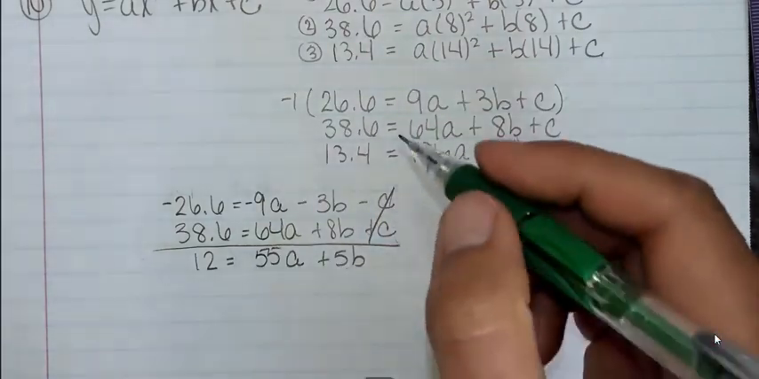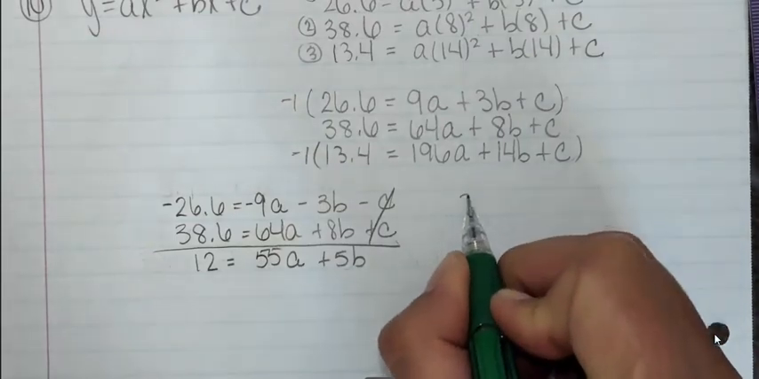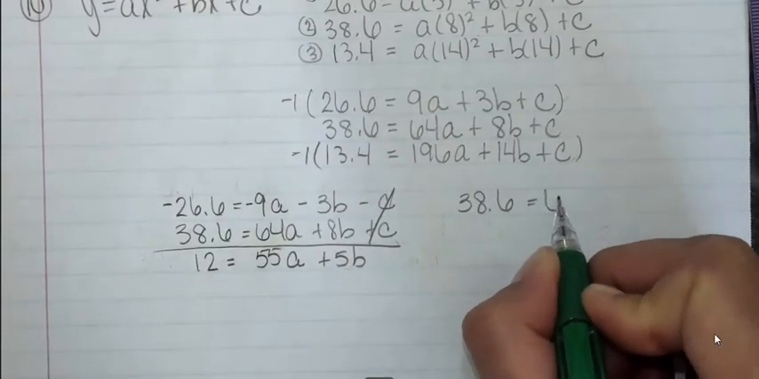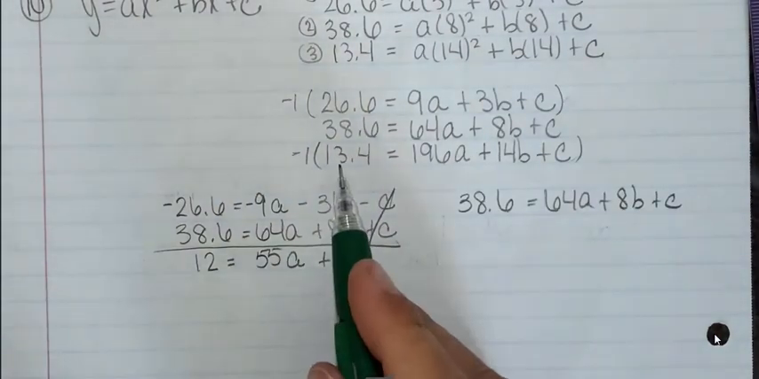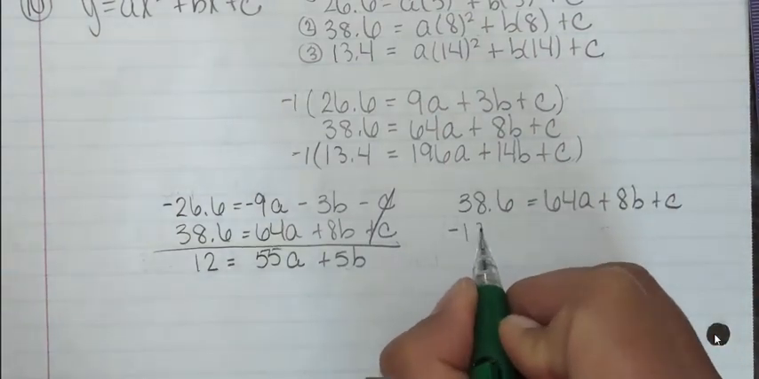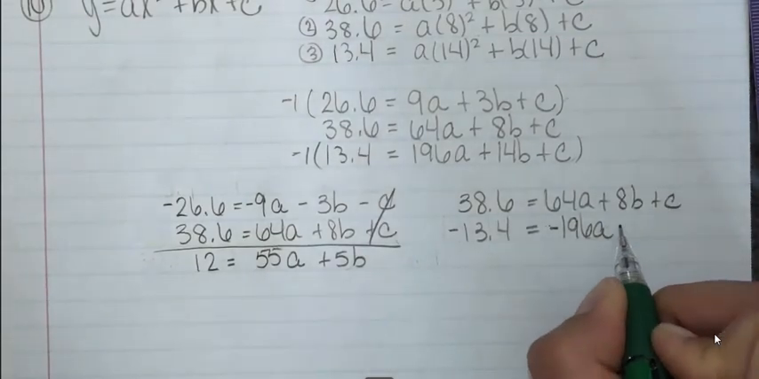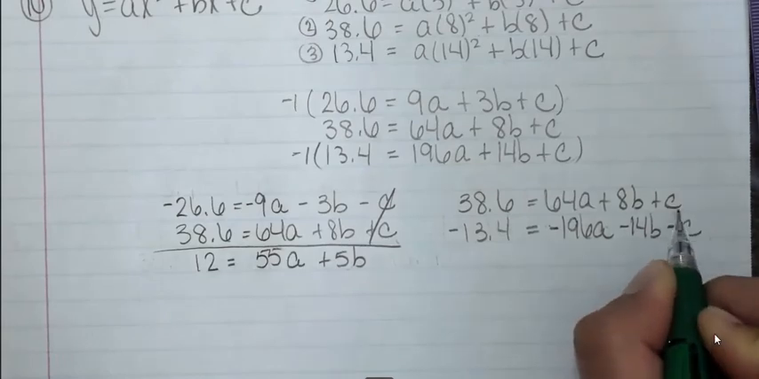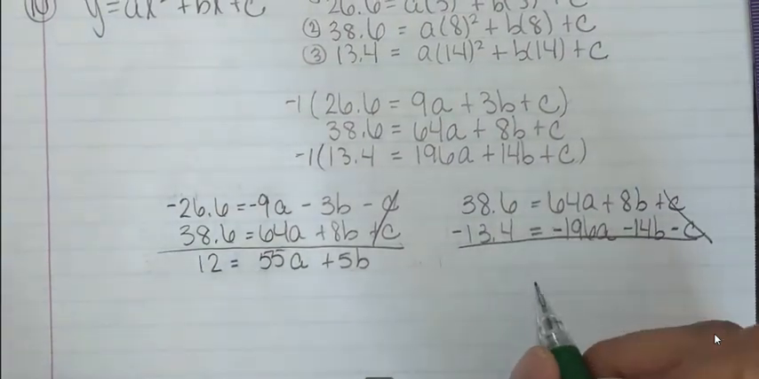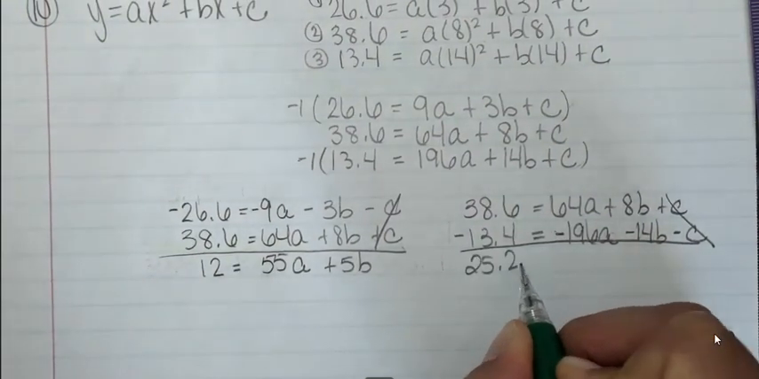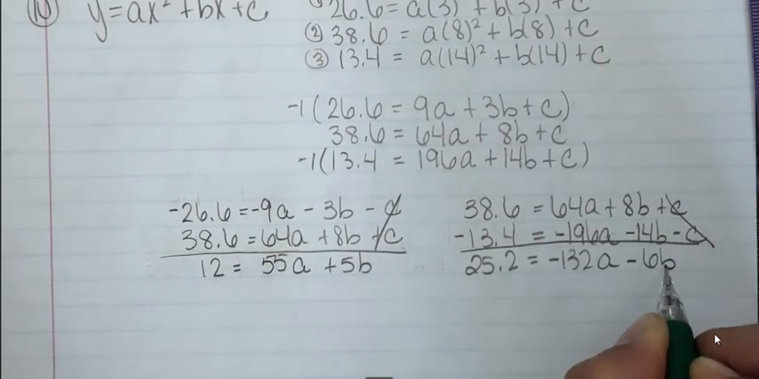And then we're going to do the same thing with the second and the third equations. We'll multiply the third equation by negative 1. So the second equation we'll keep, 38.6 equals 64a plus 8b plus c. This now becomes the opposite of what it was, so negative 13.4 equals negative 196a minus 14b minus c. Again, those c's cancel out, giving us 25.2 equals negative 132a minus 6b.